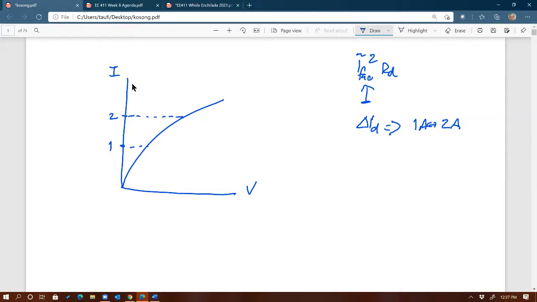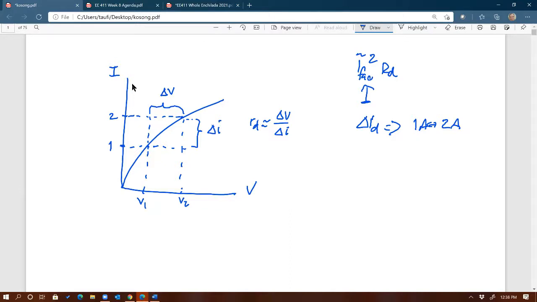And then from here, you get 2 points on the voltage. So let's say this is voltage 1, voltage 2. And then from the current, I get delta I, and from the voltage, I get delta V. So then R_D is approximately equal to delta V over delta I.